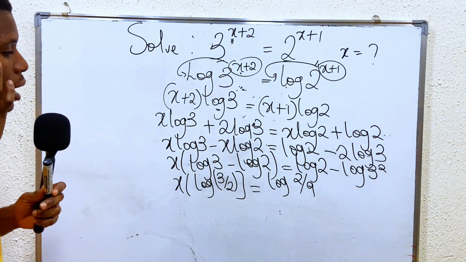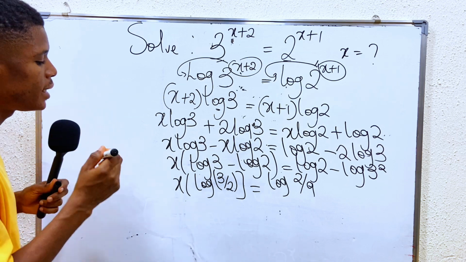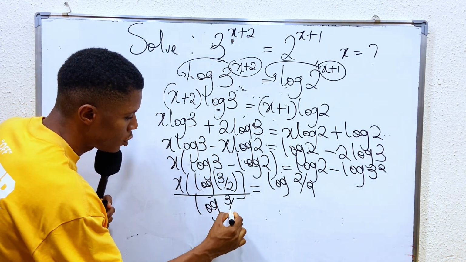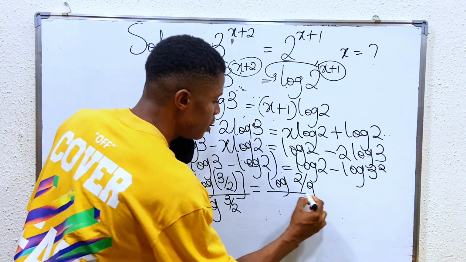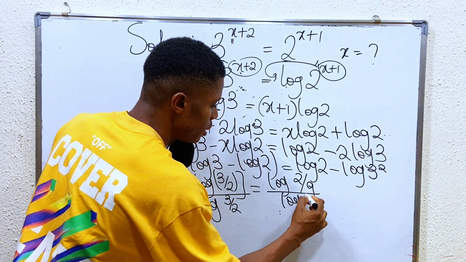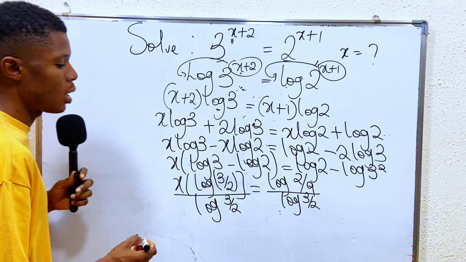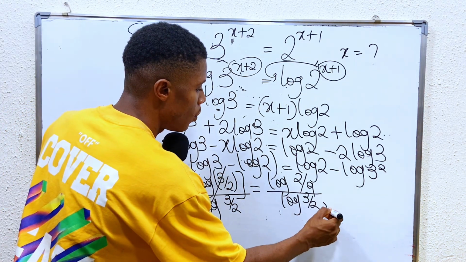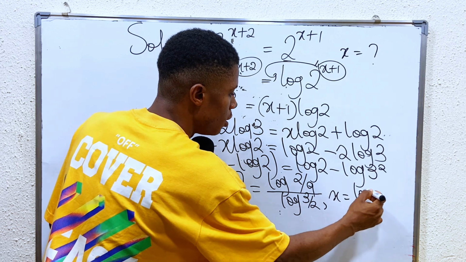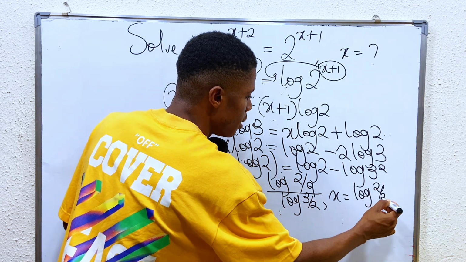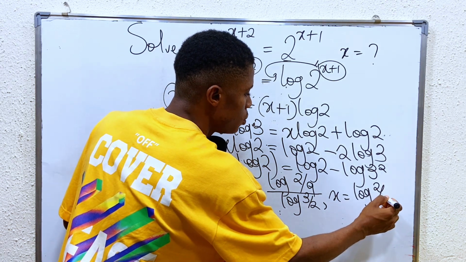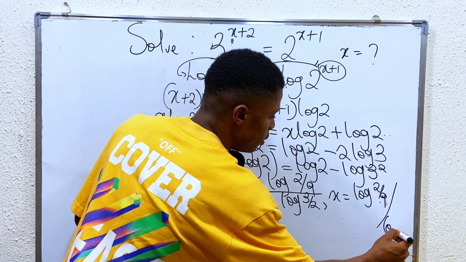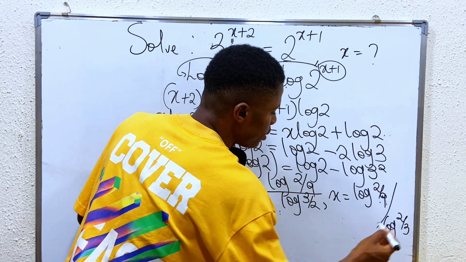So if you have this now, what do you observe? We can now divide through by log of 3 over 2, and also divide this side by log of 3 over 2. So the log of 3 over 2 can cancel out. Now you see that our x is equal to log of 2 over 9 divided by log of 2 over 3.